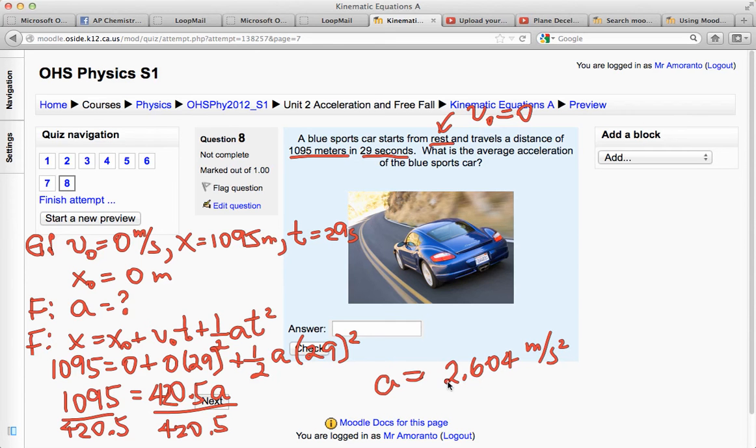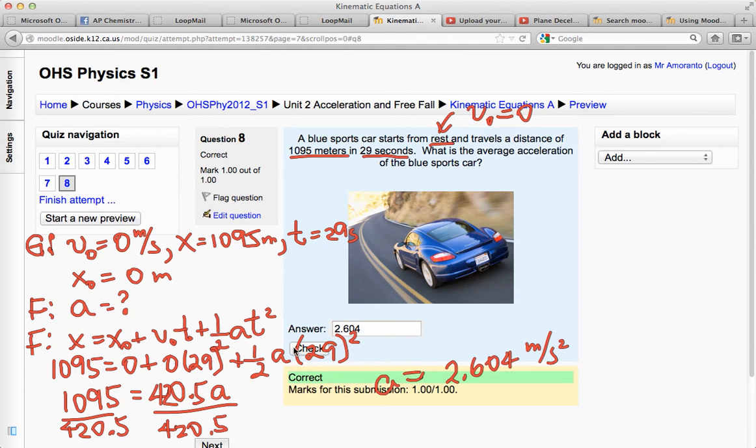And of course I check, am I speeding up or am I slowing down? Since I start from rest and I travel a distance, that means I'm going to be speeding up. So positive acceleration sounds great. Let's plug that in there, 2.604. And when I check that answer, it is correct. So that's how we solve that.